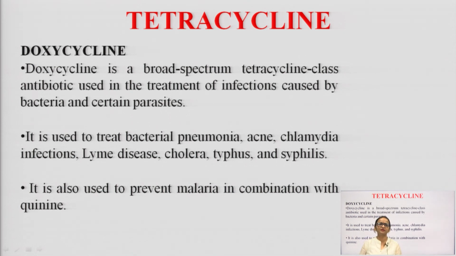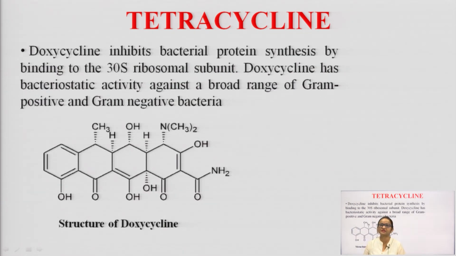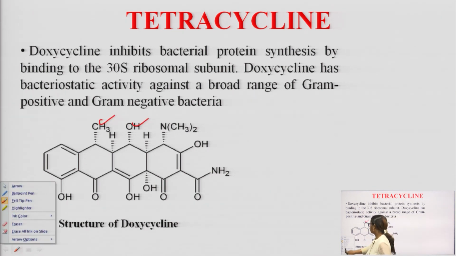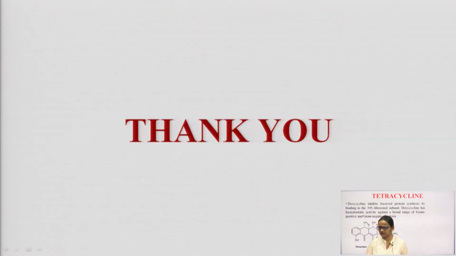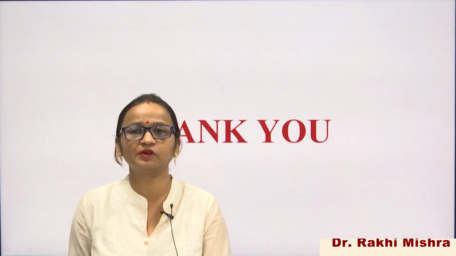Doxycycline is also there. This is also an example of tetracycline. In the structure you can see here, the CH3 and OH substitutions are extra. So, we have discussed a lot about the structure of tetracycline and various examples in this lecture. Thank you very much.